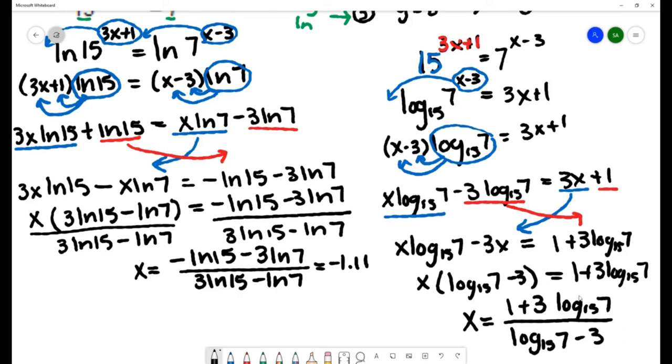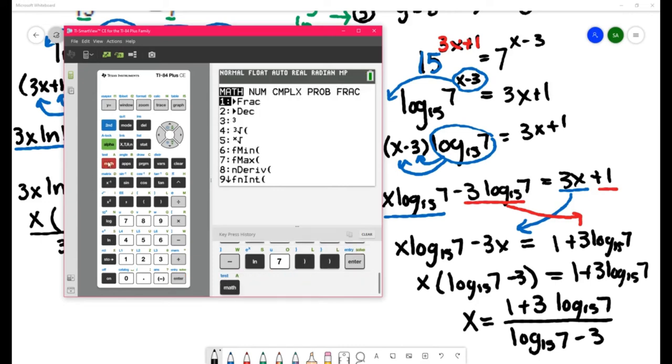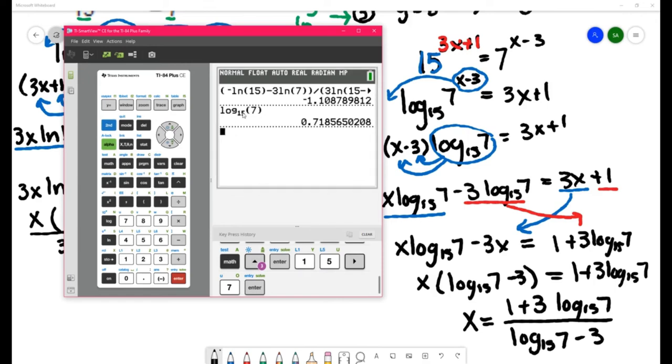So the answer looks a little bit cleaner. We have fewer logs in it. But on this particular calculator, you can only do log base 10 and log base e on the home screen. In a hidden menu, we do have this log base function, which allows me to specify the base, so I will be able to do log base 15 of 7. However, not all calculators have this function that allows you to type the base. So let's type this one in to make sure we get the same answer.